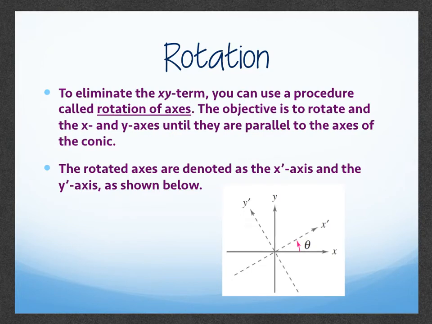So to eliminate it, we're going to use a procedure called rotation of the axes. The objective is to rotate the x and y axes until they are parallel to the axis of the conic. The rotated axes are denoted as x' and y', where that little mark is read as prime. So that is the x prime axis and the y prime axis shown.